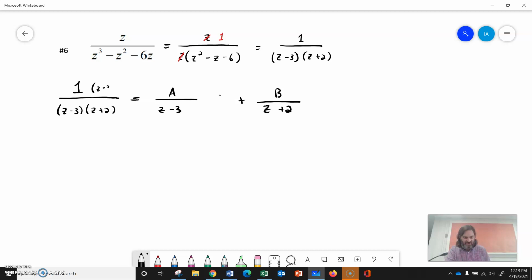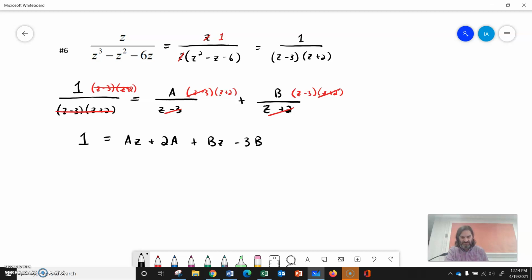So I'll multiply through by the common denominator, z minus 3, z plus 2. And I will cross out any common terms with the denominator. And let's see what that leaves me. That leaves me with 1 on the left equal to A times z plus 2, so that'll be Az plus 2A. And then plus B times z minus 3, so that'll be plus Bz minus 3B.